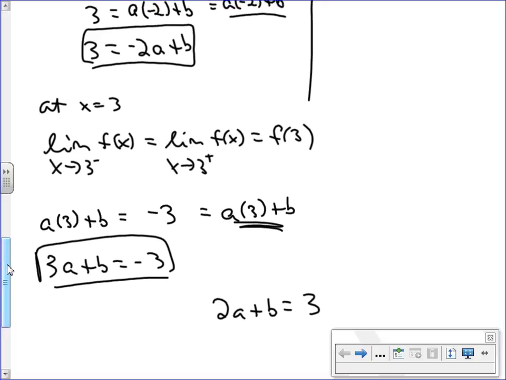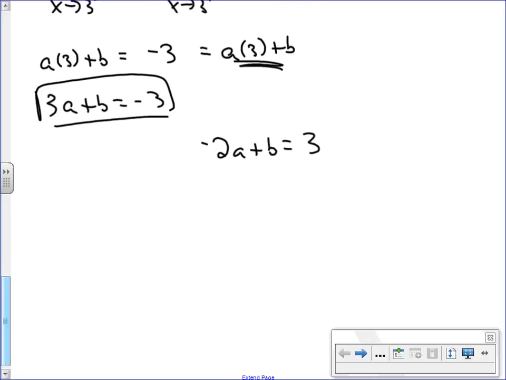We're going to just pause here for a second while I make sure I have this right. Negative, there it is, negative 2a, sorry, plus b equals 3. And the second equation, 3a plus b equals negative 3. This is a system of equations. You need to solve it.